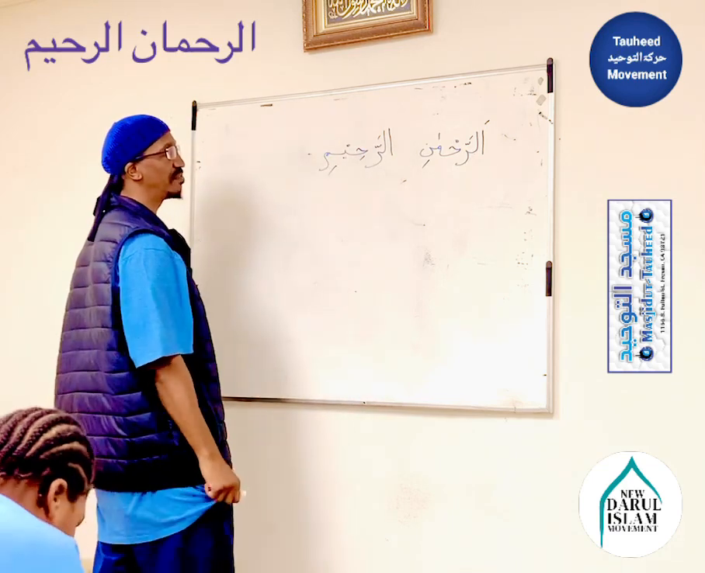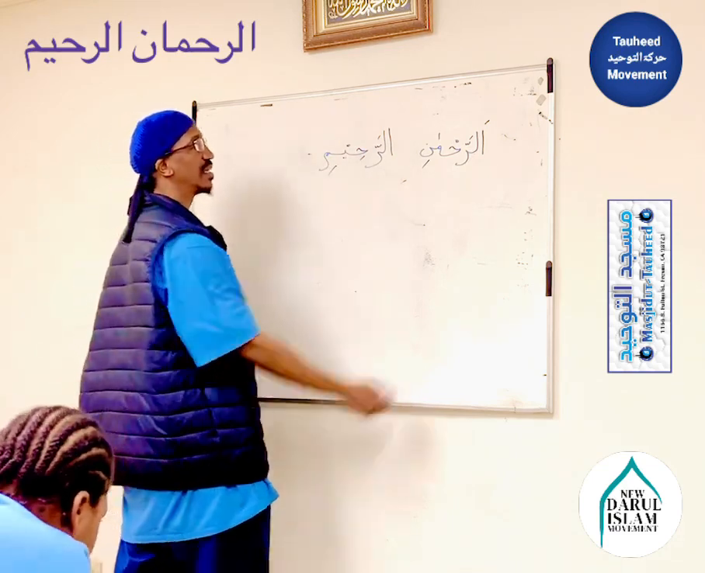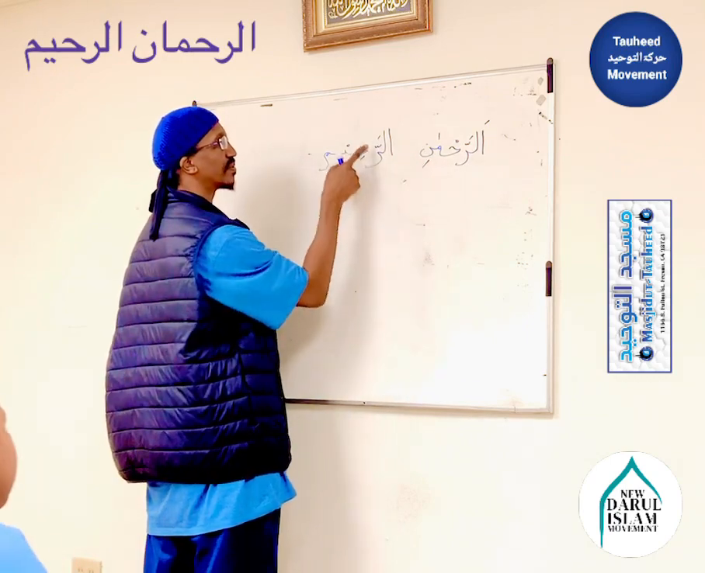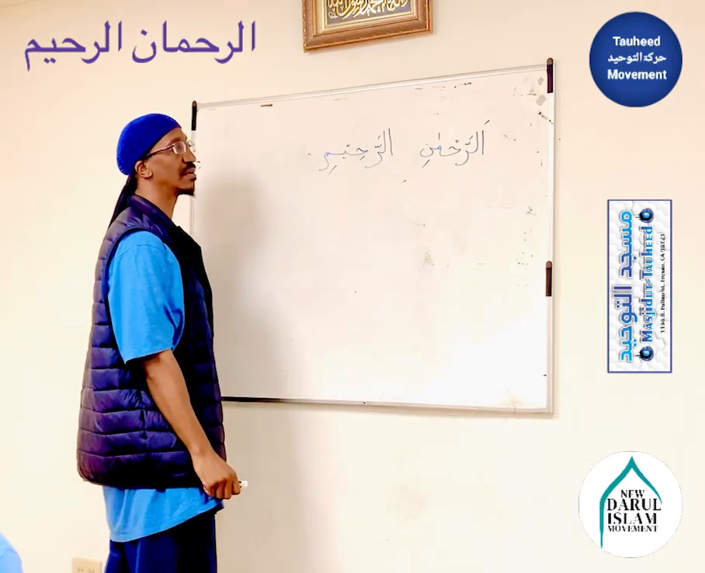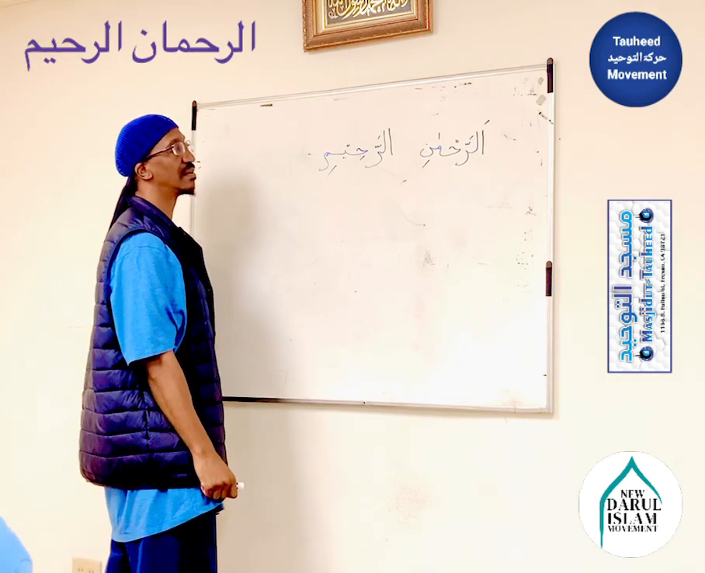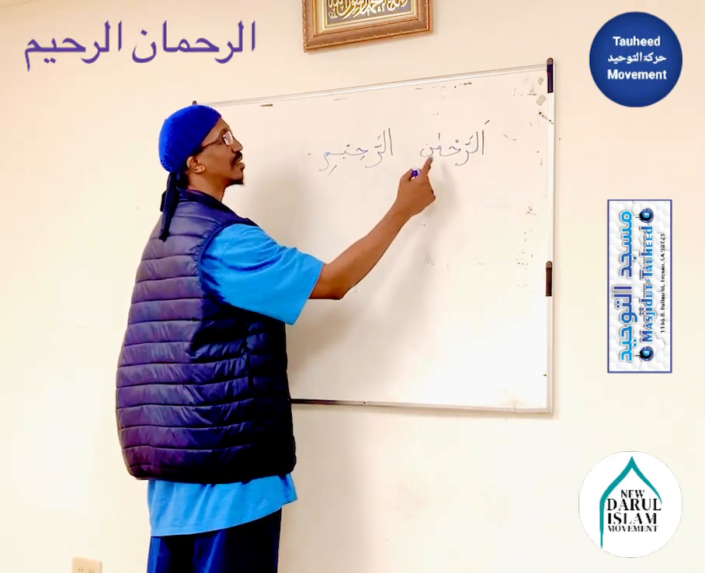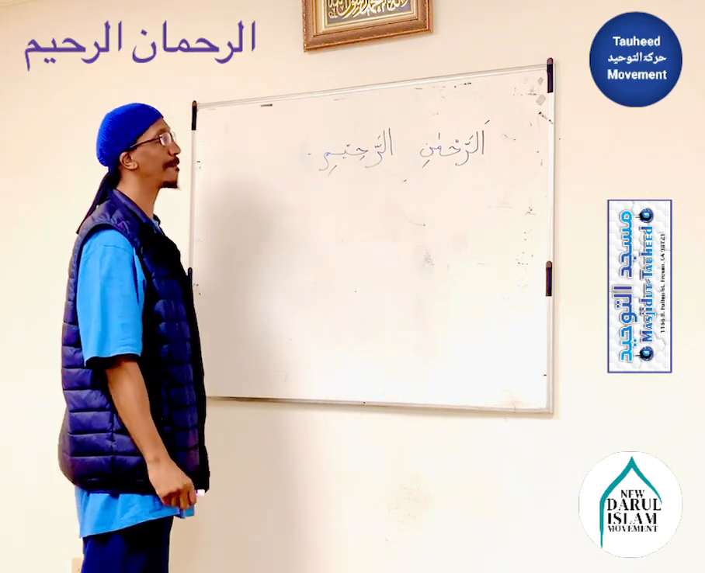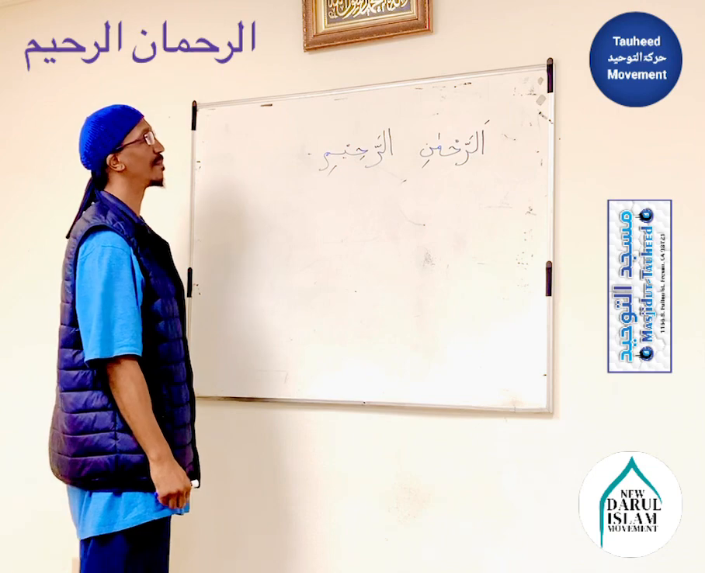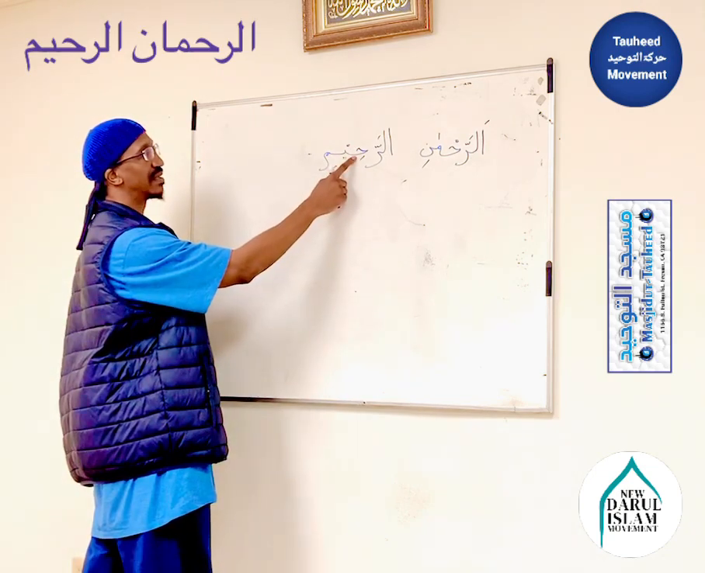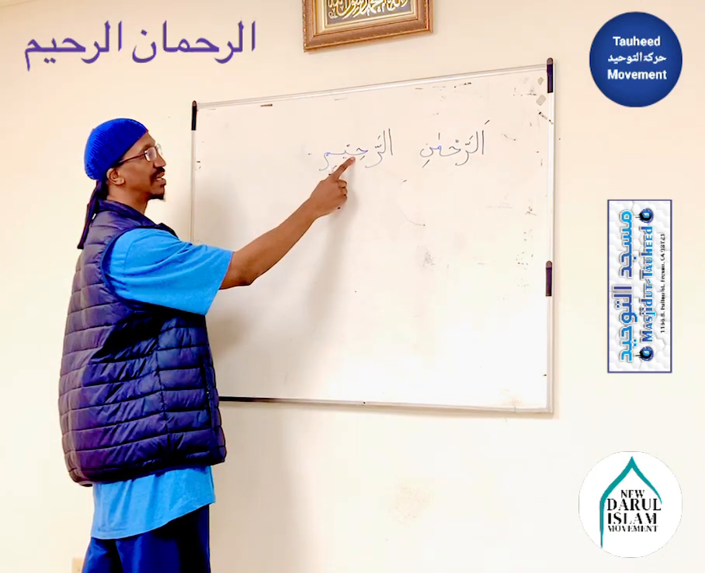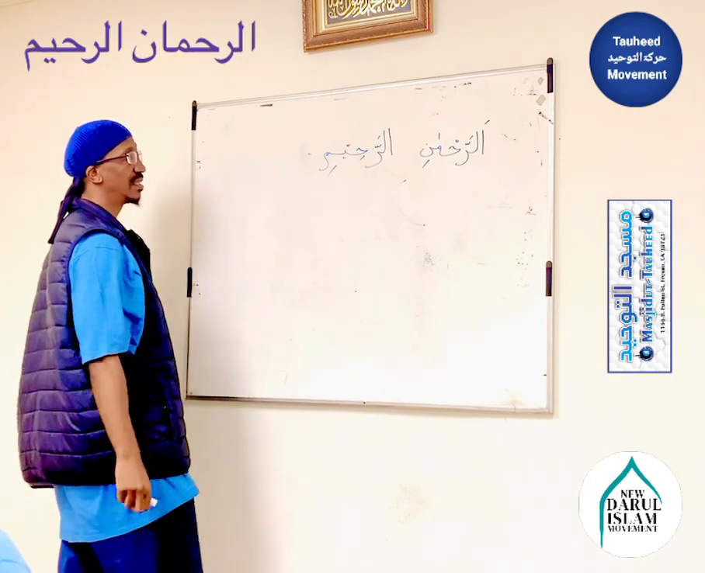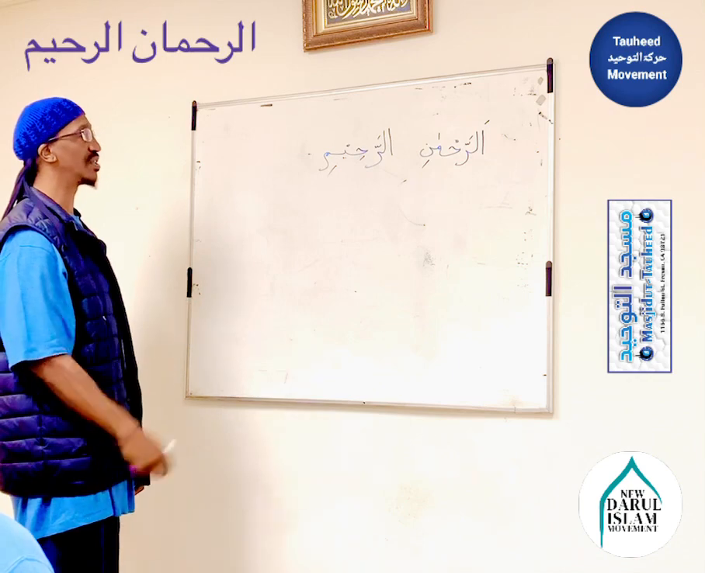Everybody repeat after me. Look at it. Ar-Rahmaanir-Raheem. Ar-Rahmaanir-Ra. Okay. What's the next letter? Ha. What's on the bottom of Ha? Kasra. Kasra makes what sound? E. So therefore, Ha turns into He.